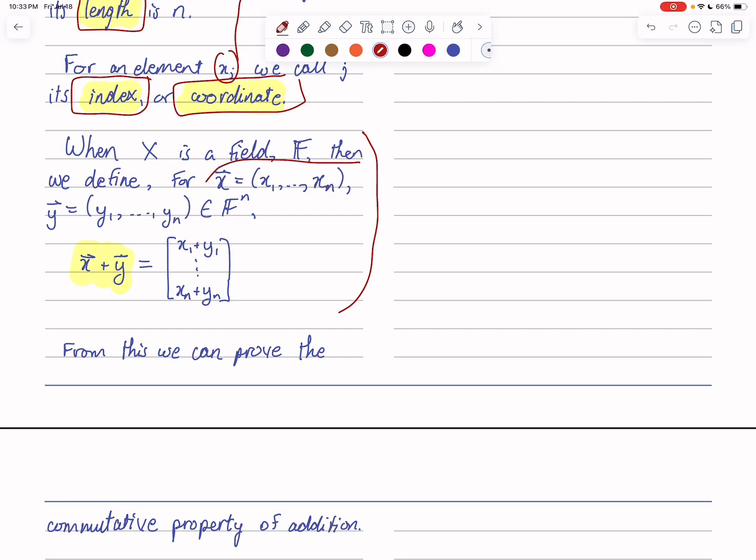So we now have two lists, x and y, from F to the n. And remember, F here is our notation for any field. It could be Q, R, or C, although we're typically interested in R and C. But in any case, we have these two lists, x and y, and we're going to define what it means to add them together. Now, I know here I'm writing my lists horizontally, but it's really the same thing.